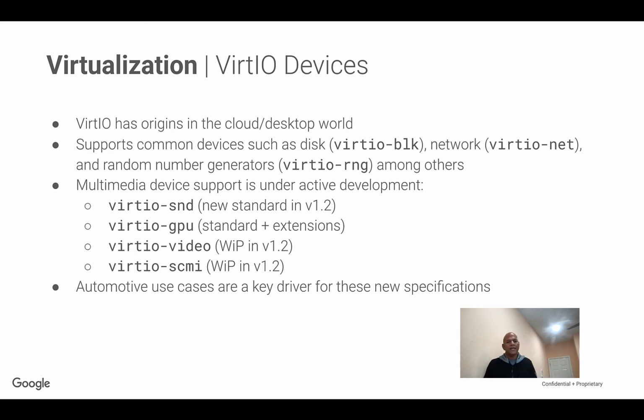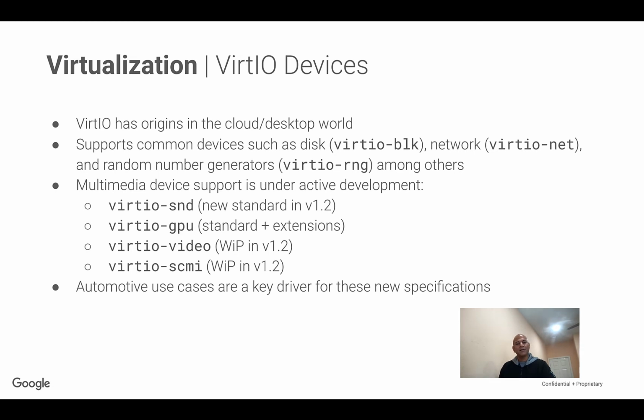Now, VirtIO has its origins in the cloud desktop world. It's been used broadly across tens of millions of deployments. There are a number of areas where we reuse the standard access. An example is for disk, we're using the VirtIO block standard access. In case of network, we're using the VirtIO network, and so on.